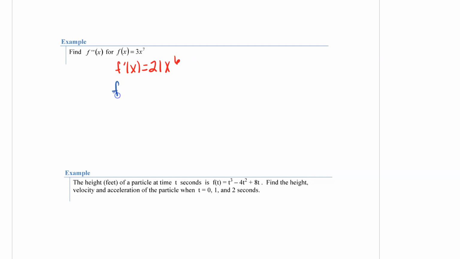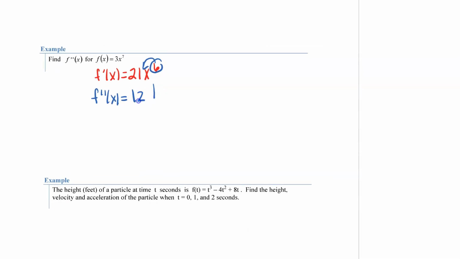Then in order to find the second derivative, just apply your power rule again. So bring that 6 down. 6 times that 21 gives you 126x to the 5th. And so if I were given points for this and say this was worth 6 points, I'd give you 3 points for the first derivative, 3 points for the second derivative.